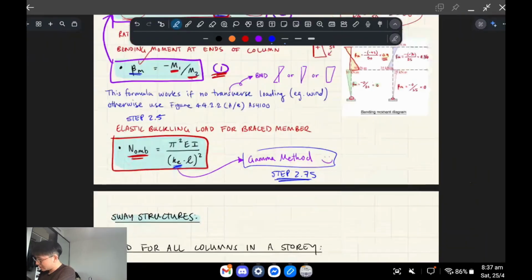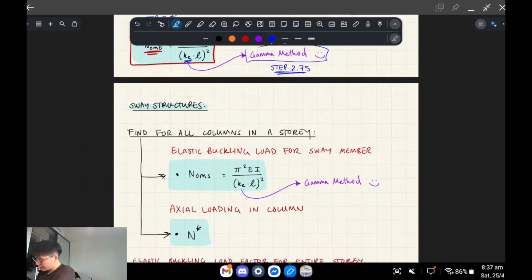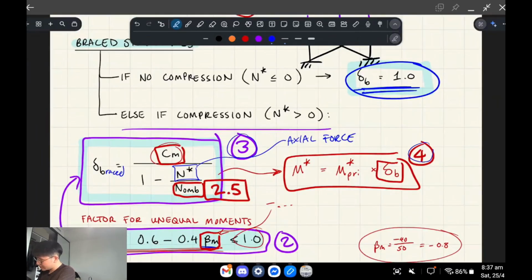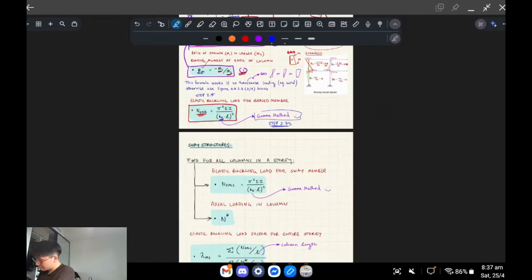I'll talk about that a bit later. It's in my notes below. But anyway, then you compute step 3, and then you get step 4. So that's an amplified moment.